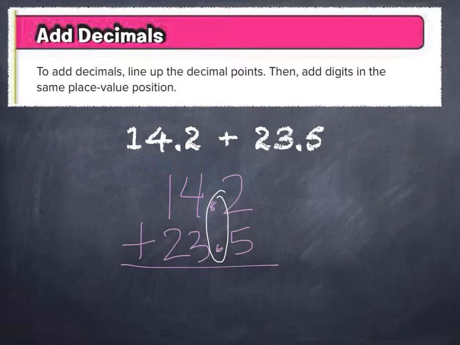So now we're just going to add. 2 plus 5 is 7, and then I bring my decimal point straight down. 4 plus 3 is also 7, and 1 plus 2 is 3. So my answer is 37 and 7/10.